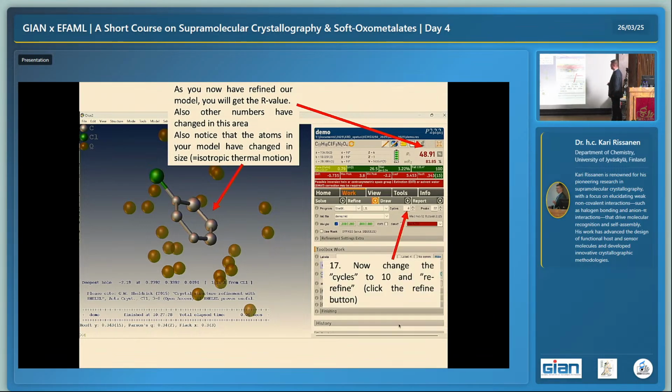Now what we do, we change the cycles here to 10. So it will do more of these things, so that there is no movement anymore. Because what we do in here is slightly move the atoms so that it finds the correct position. It always compares that to the data.